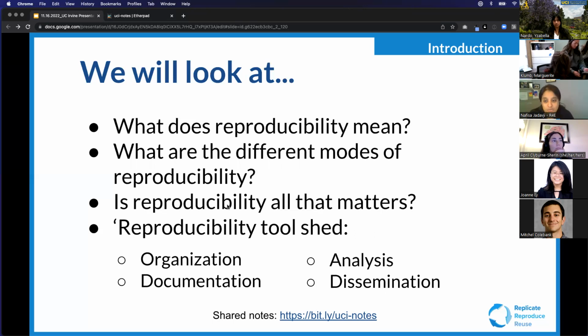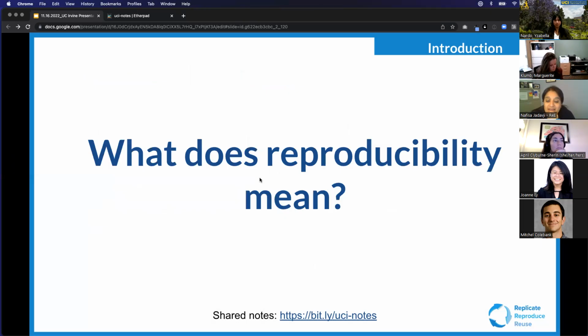So next slide, what we'll be doing is we'll be talking about what does reproducibility mean? What are the different modes of reproducibility? And is doing good science only reproducibility, or are there other factors? And then we'll talk about the different tools, in terms of organization of data, documentation, analysis, and then dissemination, so sharing your results.